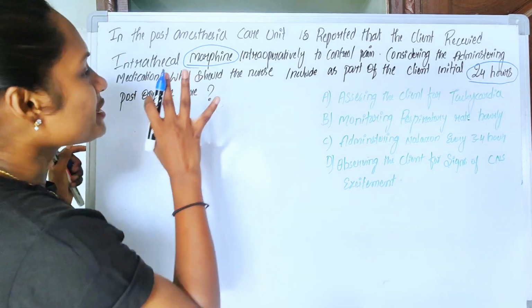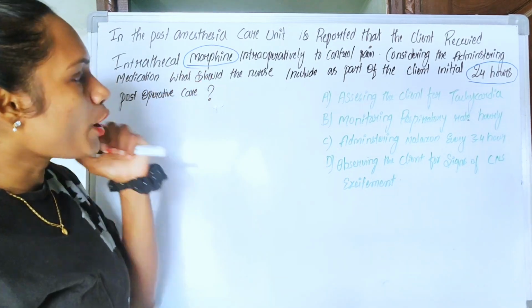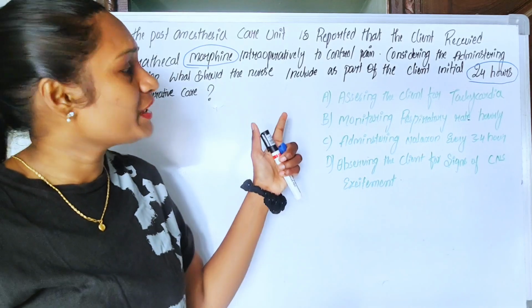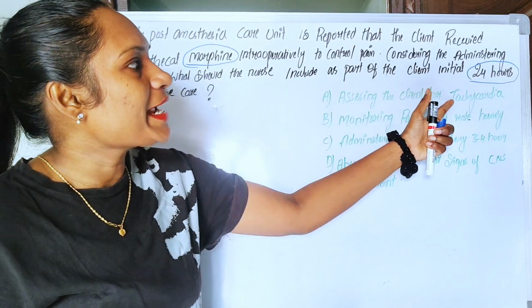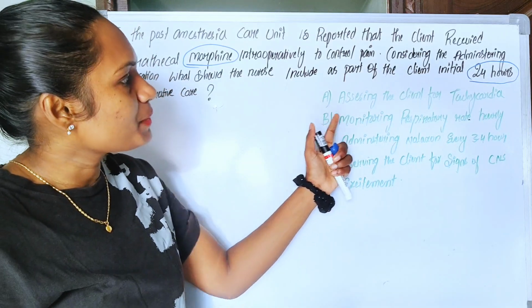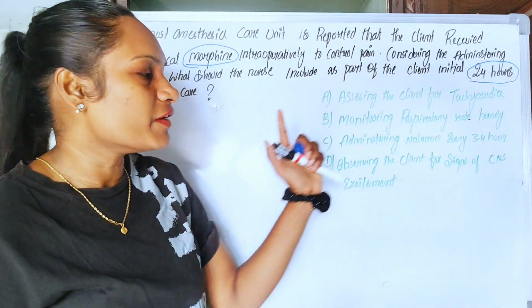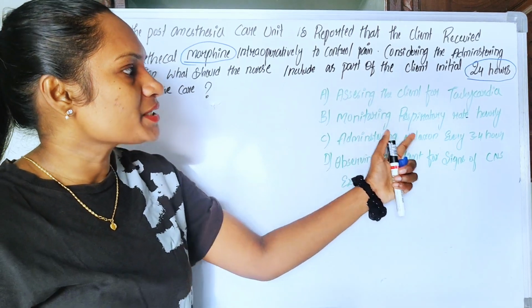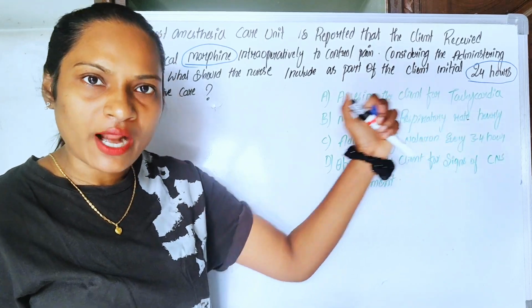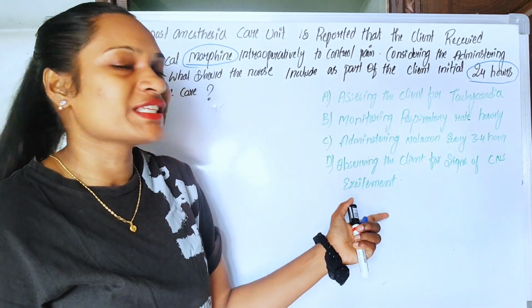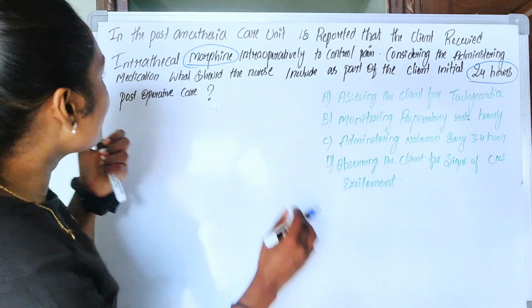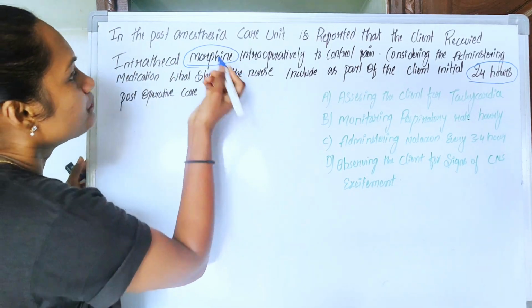So first we will see morphine. Before that, we need to see the options also. Option A, assessing a client for tachycardia. Option B, monitoring respiratory rate hourly. Option C, administering naloxone every 3 to 4 hours. Option D, observing the client for signs of CNS excitement. So first we will see morphine.